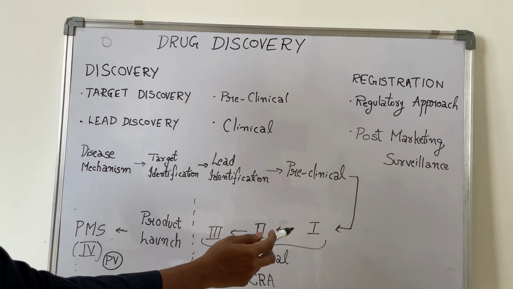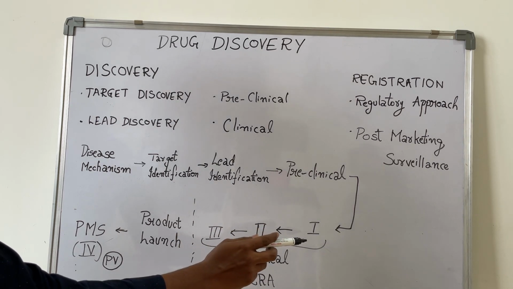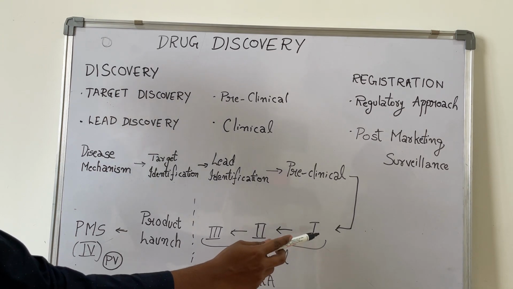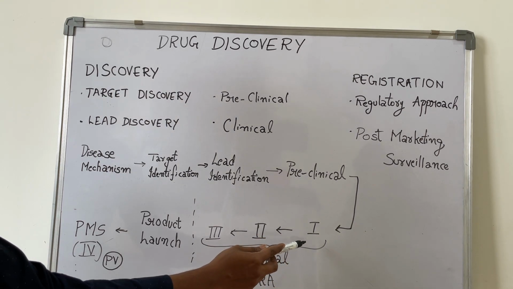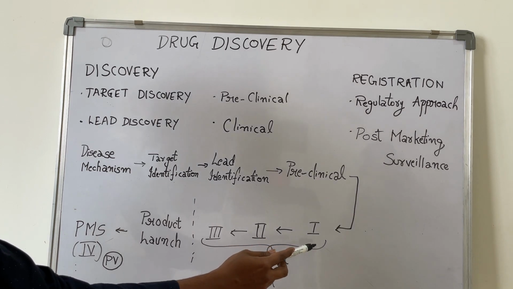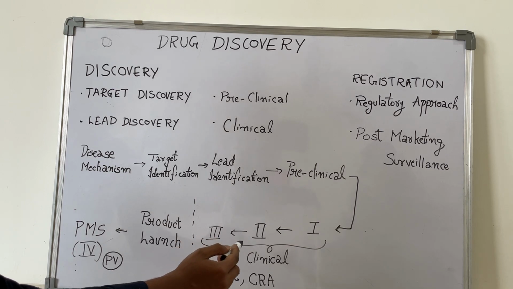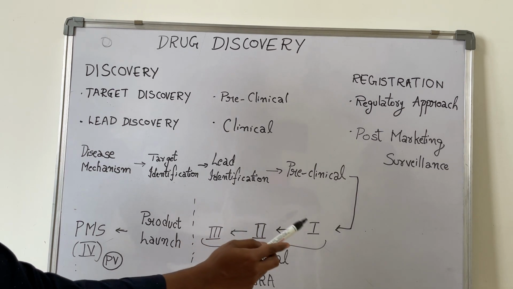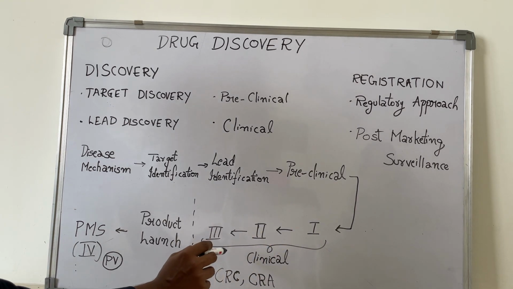So what do they do in phase 1, phase 2 and phase 3? Briefly, in phase 1 they will study PK/PD, they will assess the tolerance, they will assess the pharmacology of the drug. Phase 1 will be done in healthy volunteers, whereas phase 2 and phase 3 will be done in patients.